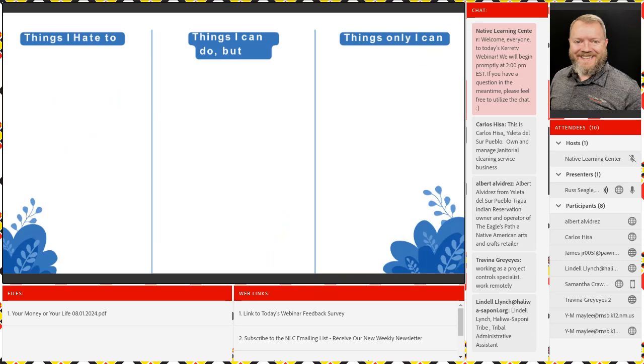Take a piece of paper, draw 2 lines, make yourself 3 columns. Now, the first column is things I hate to do. The second column is things I can do but shouldn't. I know we're missing the word shouldn't there. Things I can do but shouldn't. And the last column is things only I can do. Yeah, we got a little formatting issue here, but that's okay. Things I hate to do, things I can do but shouldn't, and things only I can do. I think this is going to be correct on your PDF.